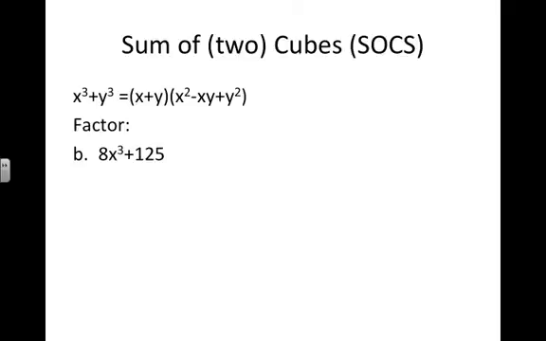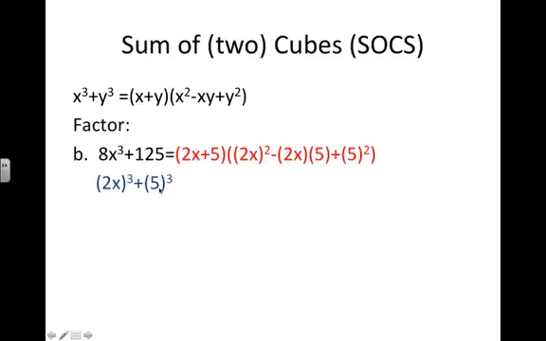Okay, 8x cubed plus 125. All right, 8 is 2 cubed and 125 is 5 cubed. So we're going to have 2x, the whole thing cubed, plus 5 cubed. So that's going to give us 2x plus 5 times 2x, the whole thing squared, minus 2x times 5 plus 5 squared. We need to clean that up a little.